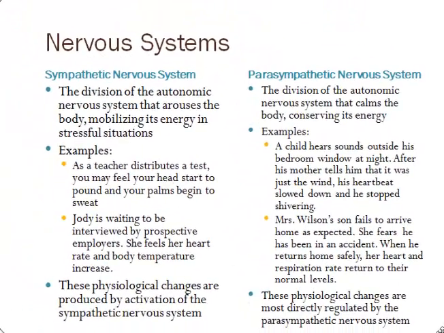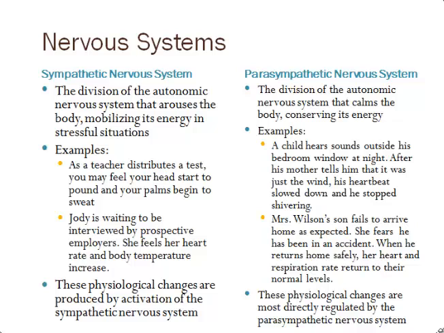Now, within that concept also, you can divide the nervous system into the sympathetic and parasympathetic nervous system. The sympathetic is the division of the autonomic nervous system, which is really just the part of the nervous system that controls involuntary activity. There's the part of the nervous system that controls things like you moving your arm and walking and moving your leg, as opposed to the autonomic nervous system, which is the part that controls the automatic. Sounds pretty similar as well. That arouses the body, mobilizing its energy in stressful situations. That's the sympathetic nervous system.